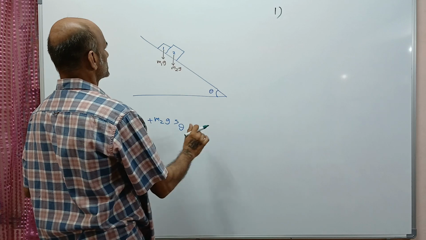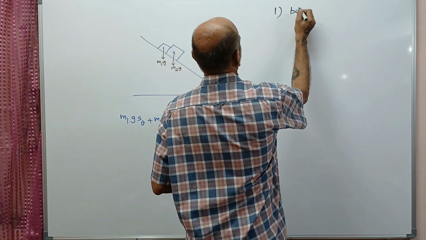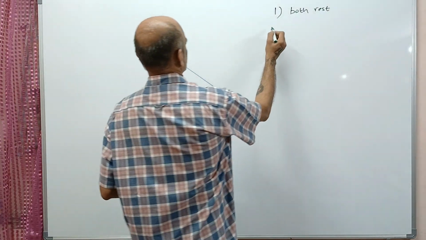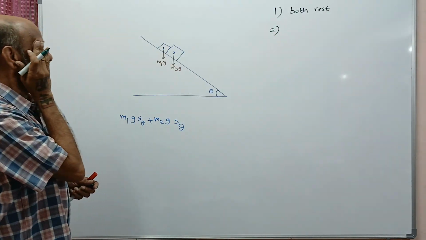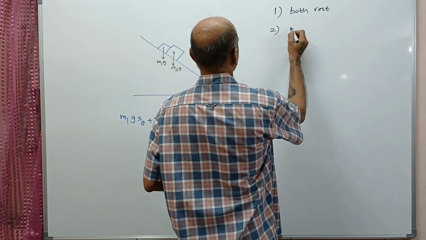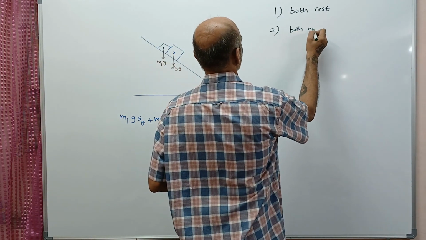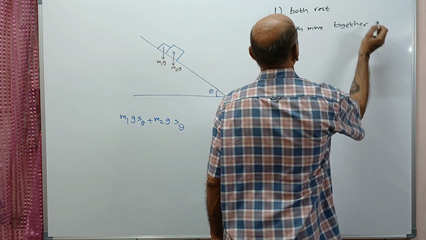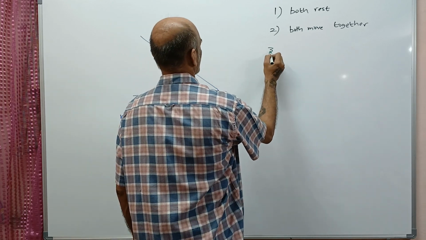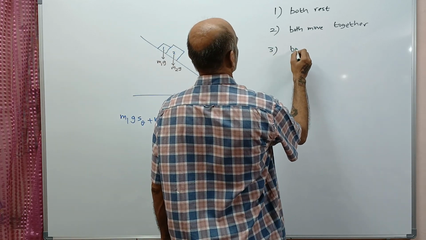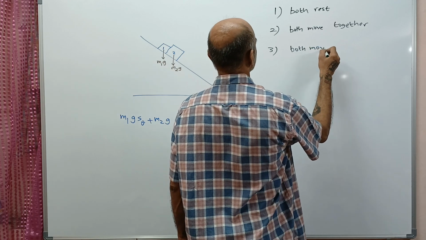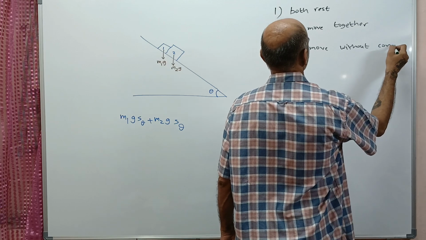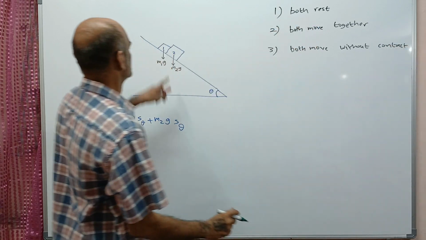First one, when theta is low, both are at rest. Second thing, when theta is increased beyond a certain value, they start moving. One possibility, they'll both move together. Third possibility is both move individually without contact. That is, they will lose contact.